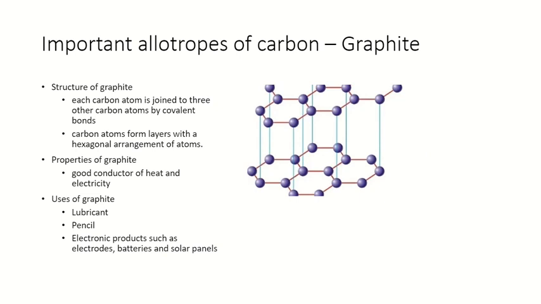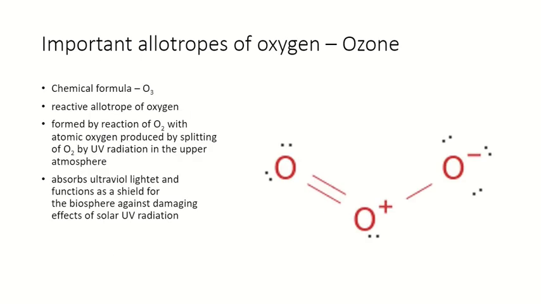So another allotrope of carbon will be graphite. So the structure of graphite is such that each carbon atom is joined to 3 other carbon atoms by covalent bonds, and that the carbon atoms form layers with a hexagonal arrangement of atoms. So one property of graphite is that it is a good conductor of heat and electricity, and this causes it to function as well in electronic products, such as electrodes, batteries, and solar panels. So graphite can also be used as a lubricant, and it can also be found in our pencil.